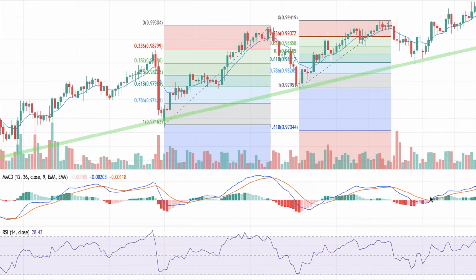The MACD line is crossing above the signal line, and this is happening exactly at the center line. And also RSI crossed above 50, and with all these signals, we can say with high probability that this was a pullback and it ended, and the price is going to continue further in the direction of the trend.